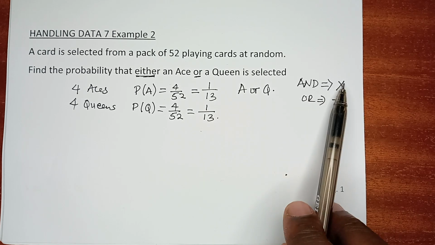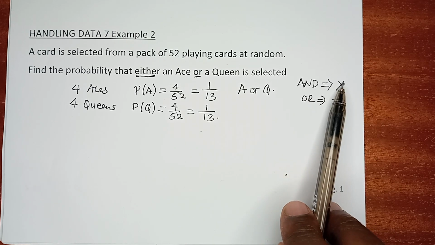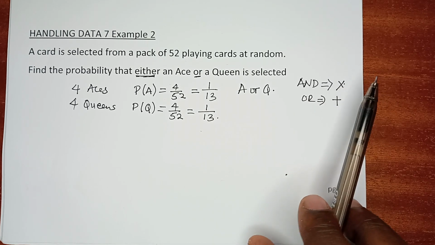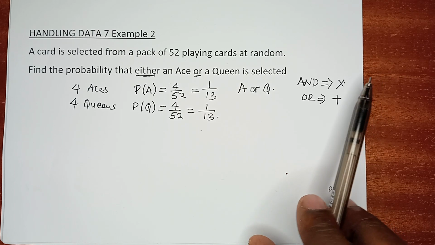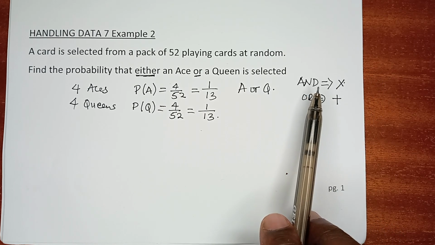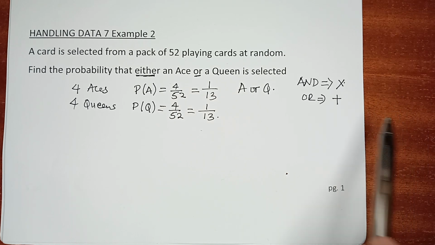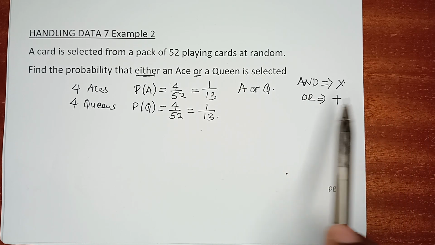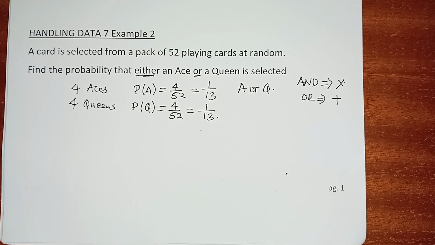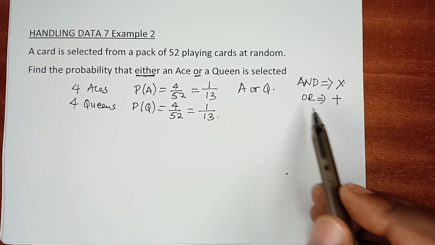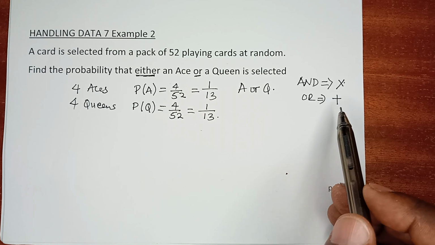But the word and is where both of them are independent. It doesn't matter what the outcome was before, you can have any other outcome in the same kind of event, but the word or is actually mutually exclusive and it is interpreted with the plus sign.